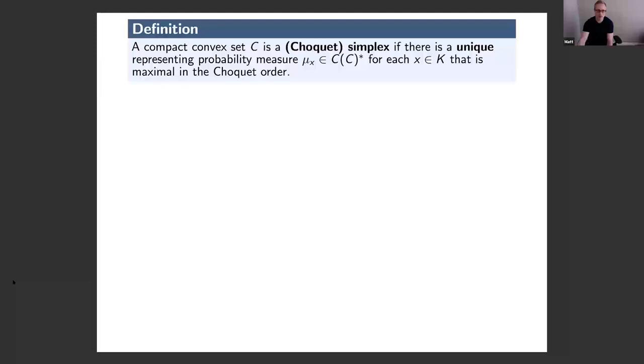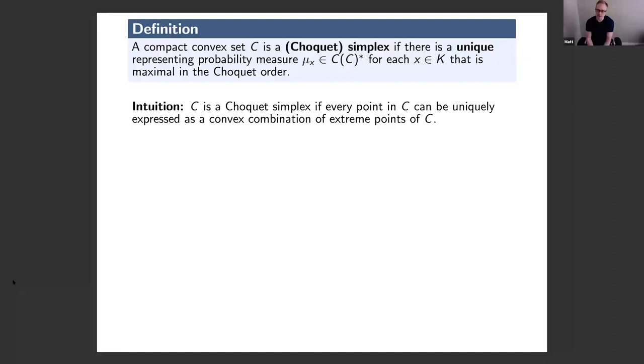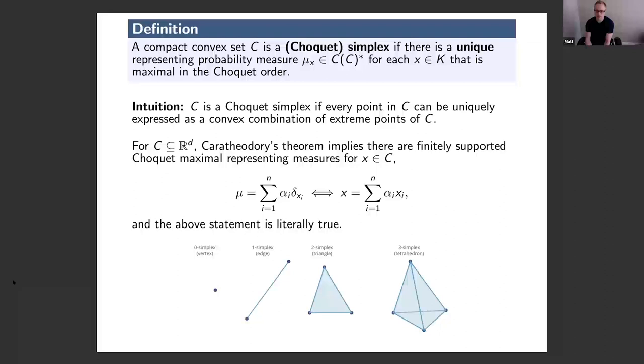So we say that a compact convex set is a simplex if for every point, so I just finished saying that for every point you can find a representing measure supported on the boundary, if there's a unique such measure for every point, then we say that the compact convex set is a simplex, or Choquet simplex. Okay. And the intuition is that every point has a unique representation in terms of extreme points of my compact convex set.